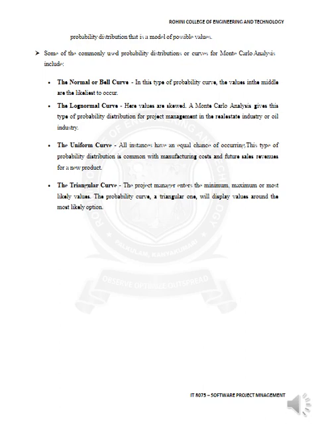This type of probability distribution is common with manufacturing cost and future sales revenues for a new product. So this is useful for sales forecasting and cost forecasting. The triangular curve: the project manager enters the maximum, minimum or most likely values. The probability curve, a triangular one, will display values around the most likely option.